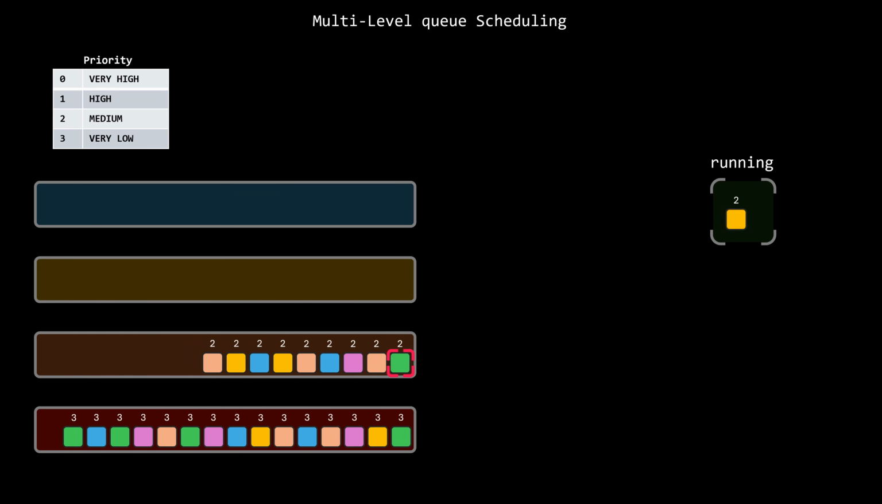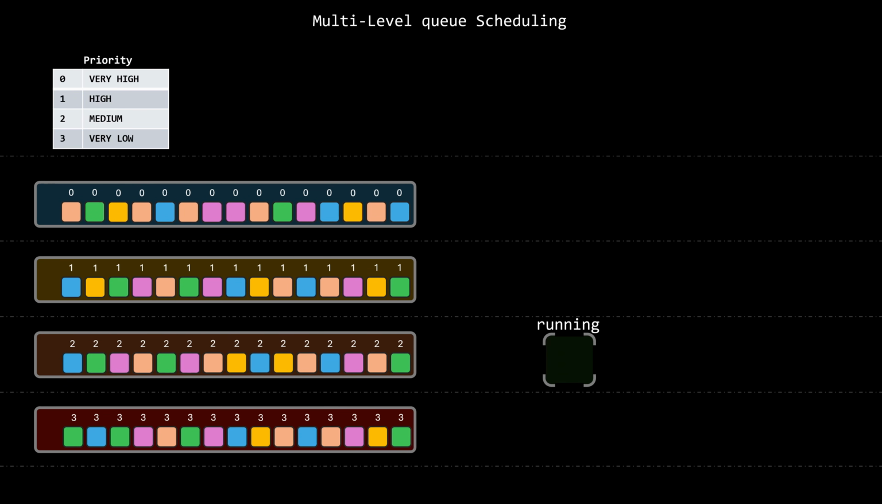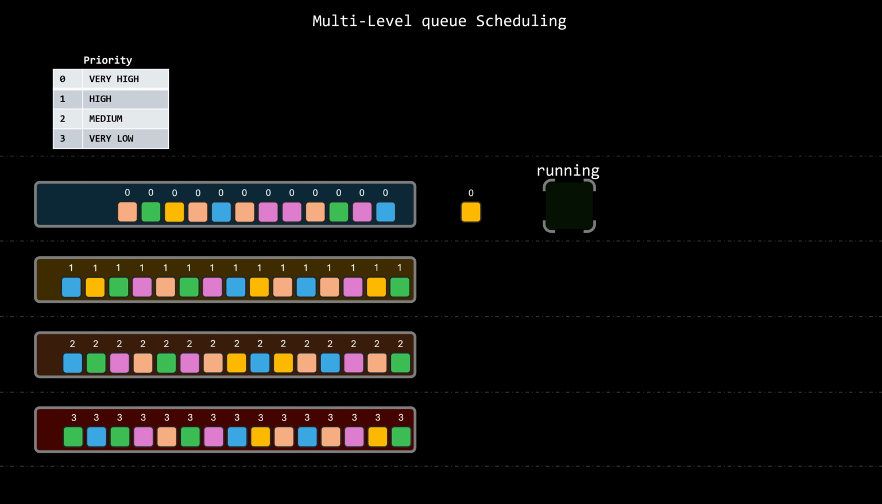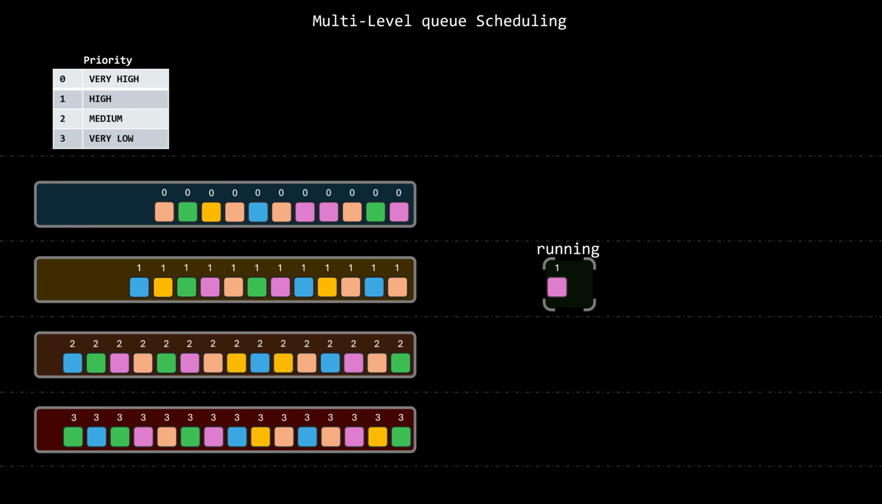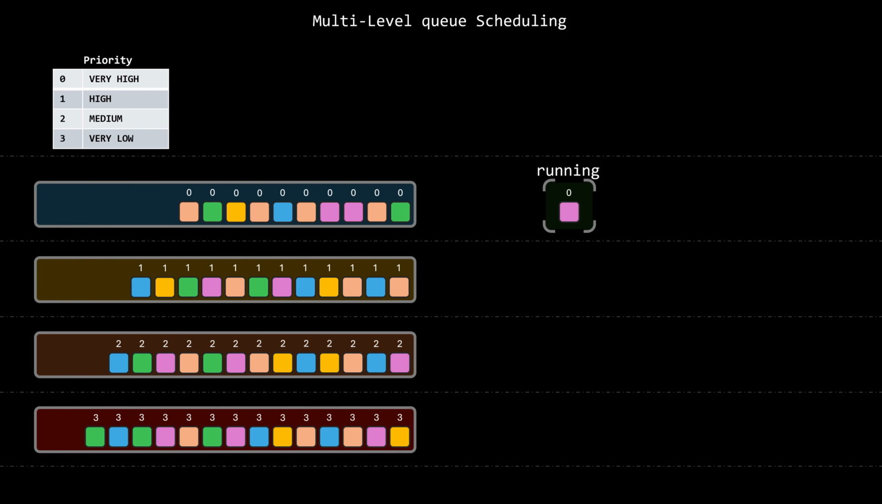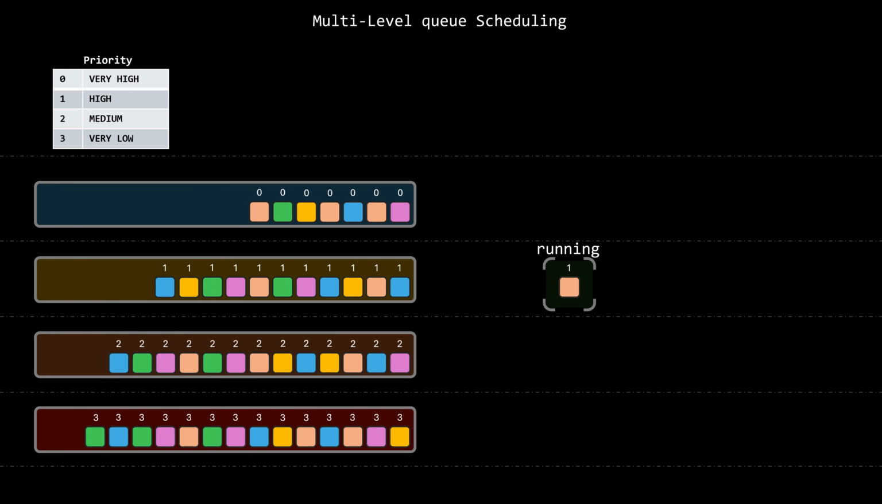But to avoid starving lower priority queues, we could schedule queues in another way. We can rotate the ready queue in a round-robin fashion, but dispatching a different amount of processes in a row depending on the priority of the queue. To time slice among the queues.